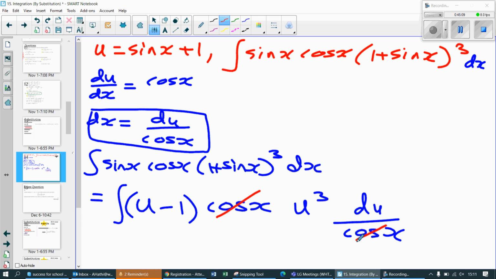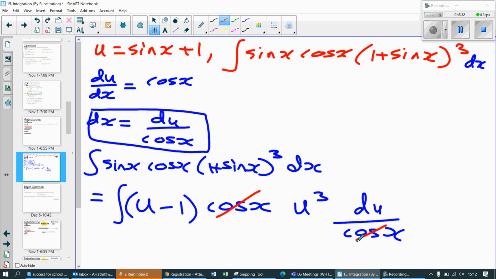In trigonometric integrations by substitution, this happens all the time. So sometimes don't rack your brains for too long thinking, what am I going to do? I can't get rid of this cos x. Just put it in, and normally it'll cancel out. If it doesn't cancel out, you do have to go back to the drawing board.